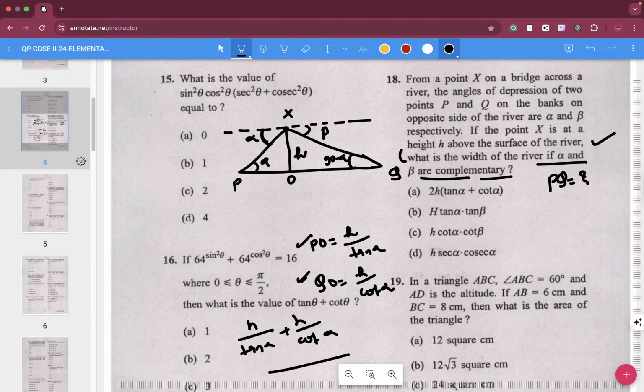So if you consider tan alpha into cot alpha, with h outside, tan alpha into cot alpha will give you 1. Now it is cot alpha plus tan alpha. So this particular value, the P value, is h into cot alpha plus tan alpha.